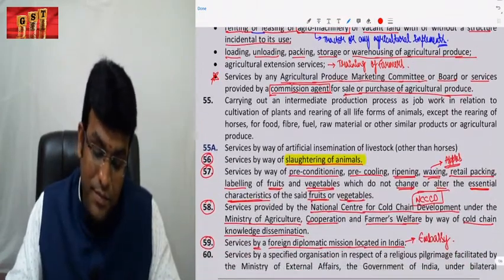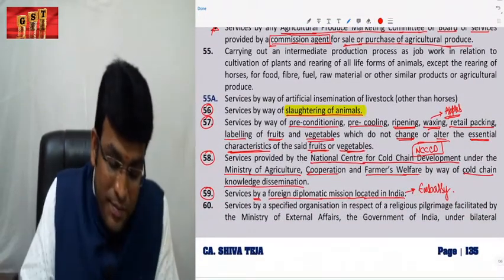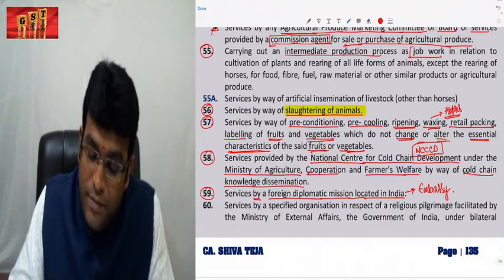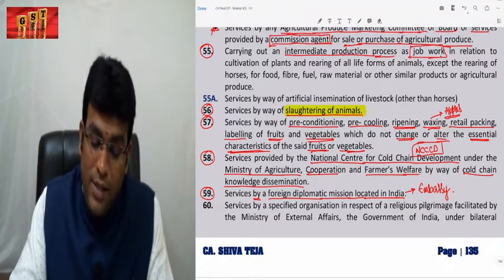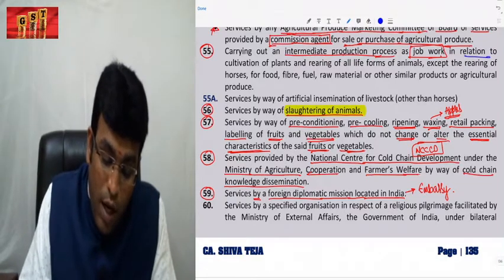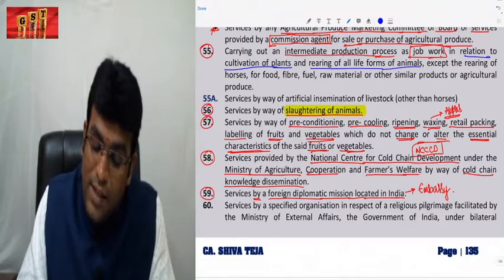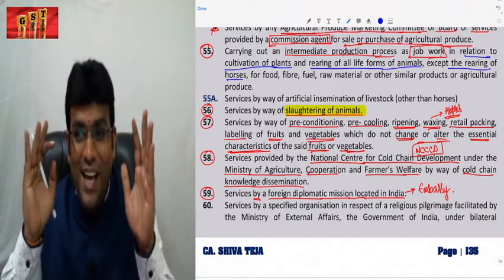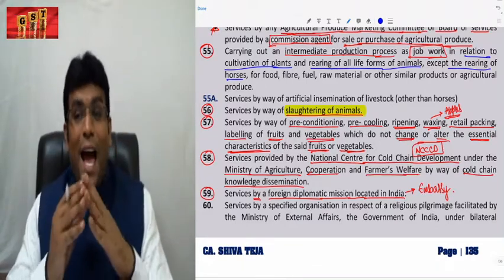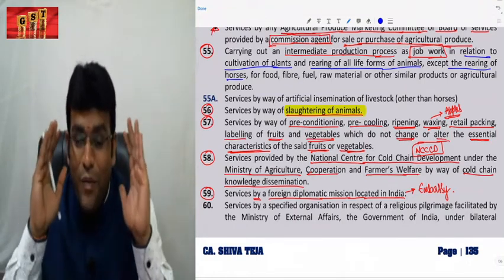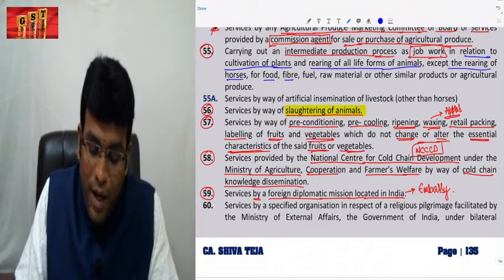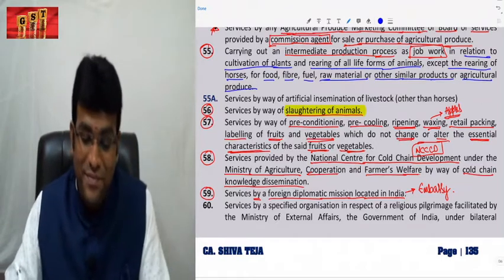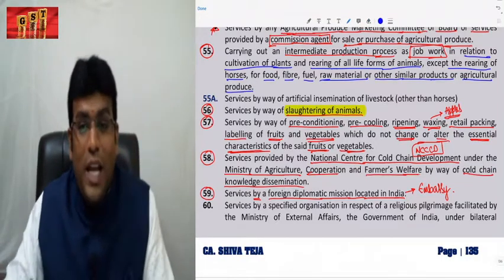Next point. 55th point, my dear friends. Carrying out an intermediate production process as job work in relation to cultivation of plants and rearing of all animals except obviously rearing of horses, obviously for food, fiber, fuel, raw material or other similar products or agricultural produce. That's it. I hope we got good clarity on this point, my dear friends.